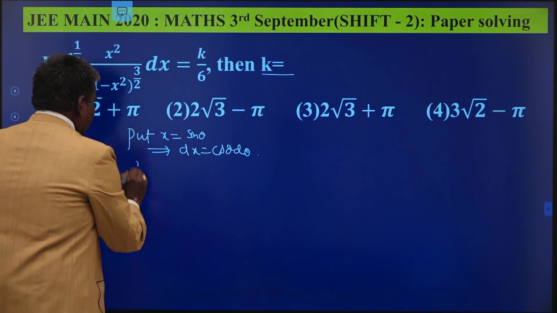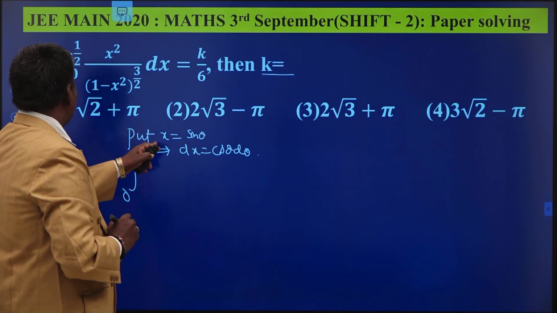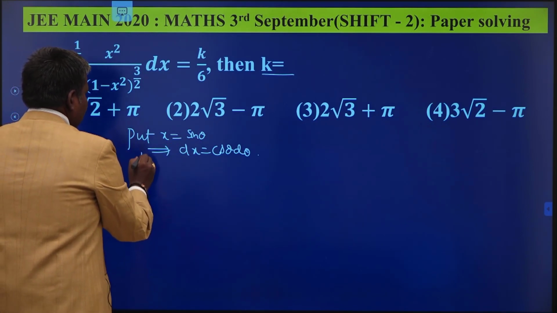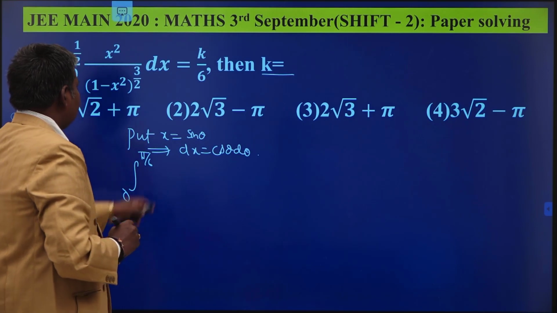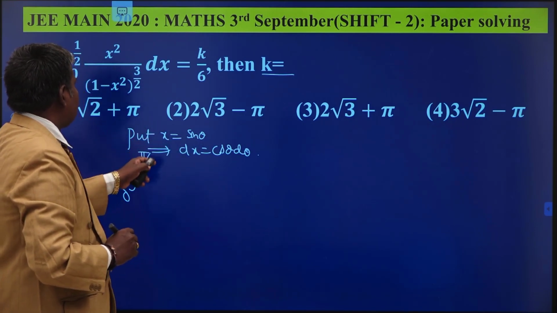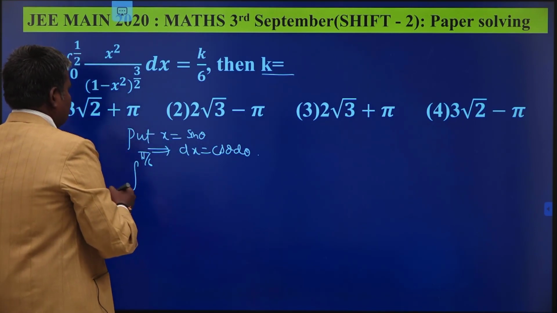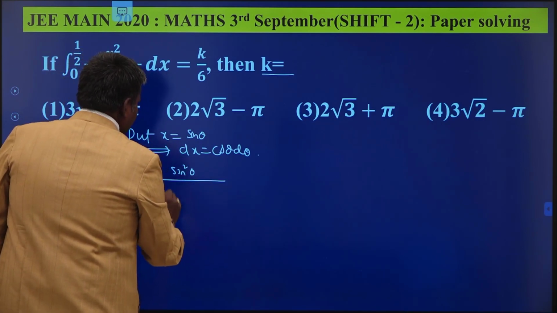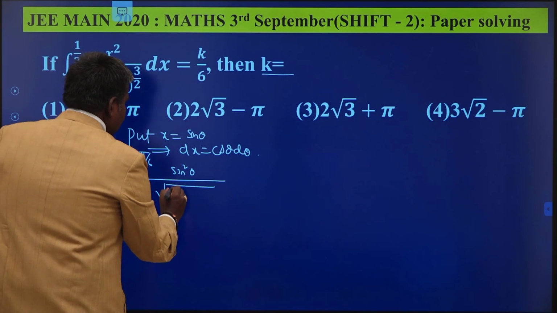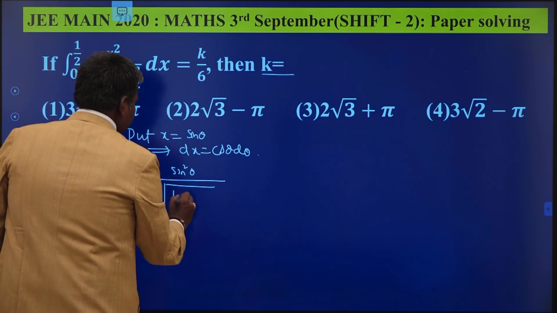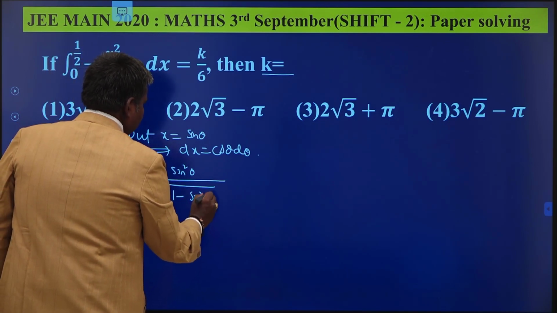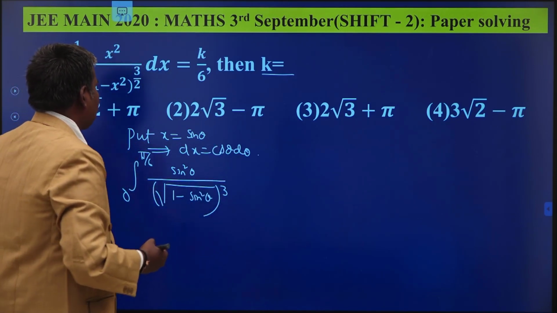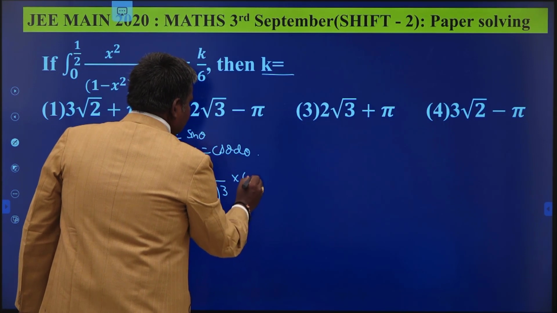The problem becomes what? Integral. When x is equal to 0, theta is equal to 0. When x is equal to 1 by 2, sin theta is 1 by 2, which means theta equal to pi by 6. x square becomes sin square theta, by square root of (1 minus sin square theta) whole cube, that is whole power 3 by 2. dx is nothing but cos theta d theta.